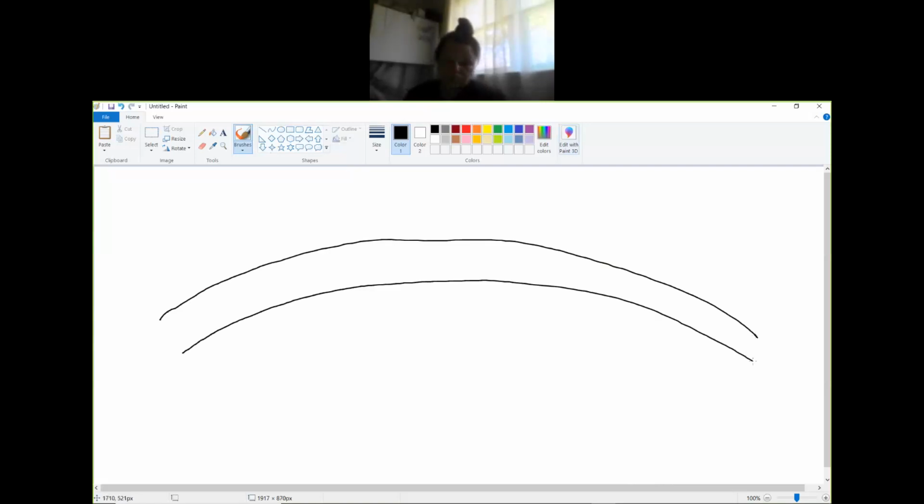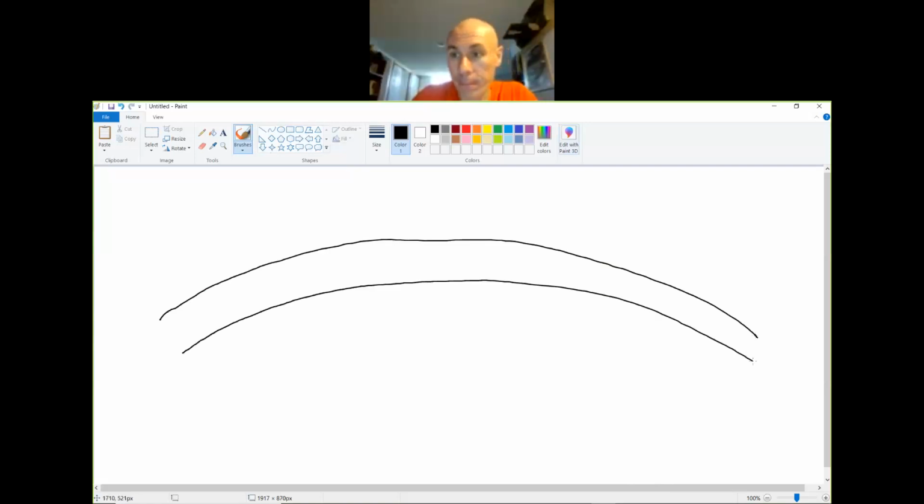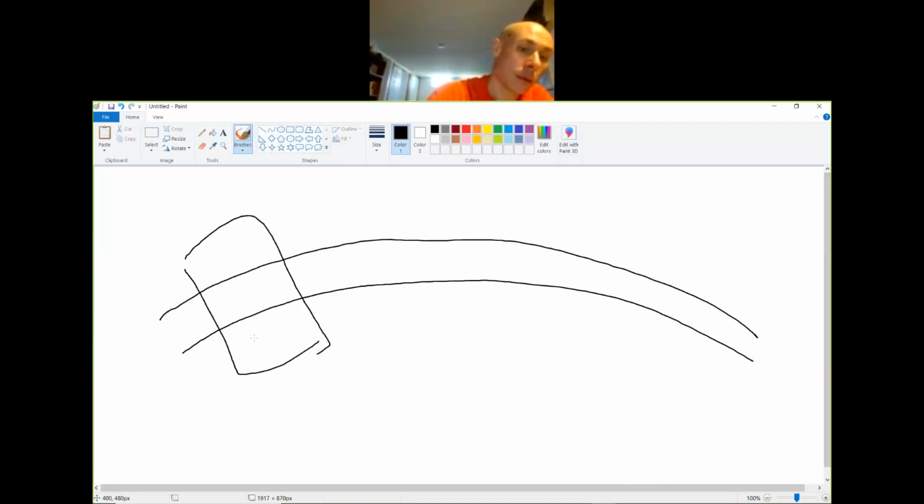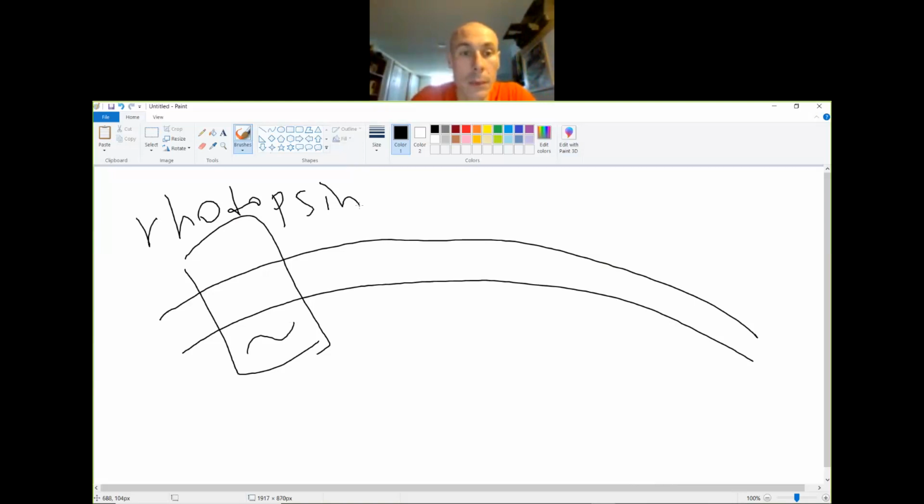You've got the membrane. Can you see that? What I draw? Here you have rhodopsin. Okay. Now you're going to tell me a little bit.